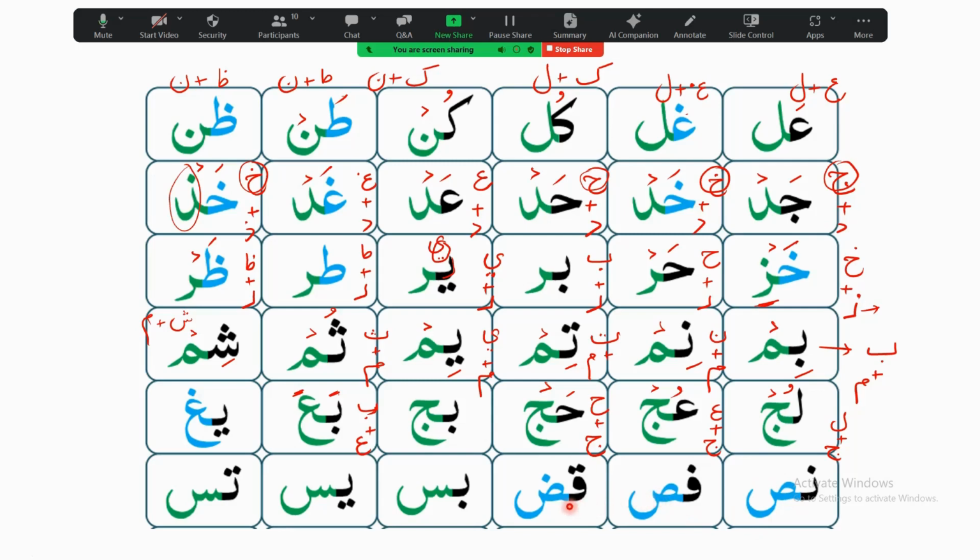Qaf and bod. Qawd. Bod sound here. Qada. If you place fatha, qada. Ba and seen here. Ba and seen. Ya and seen. Ta and seen here.